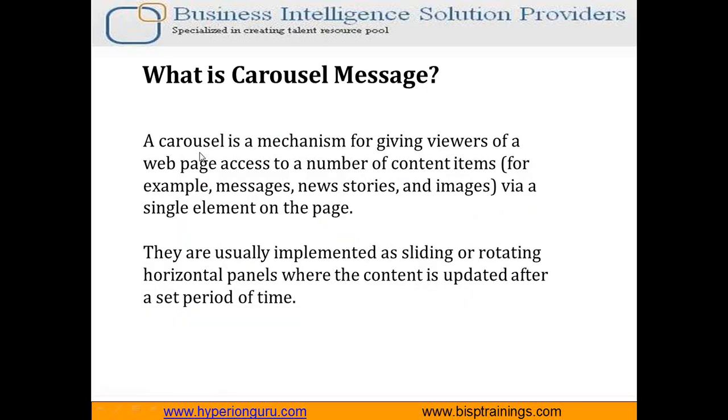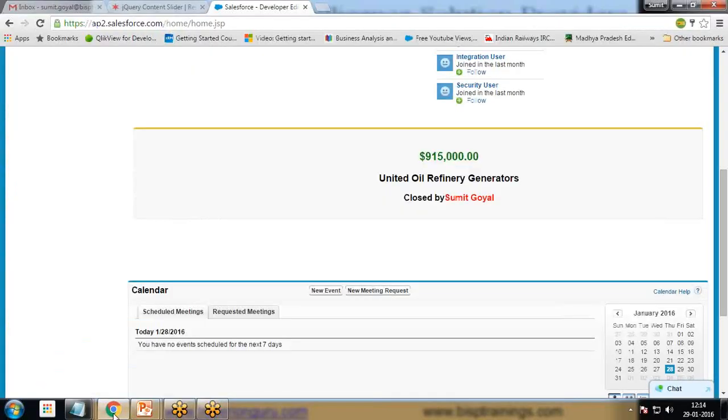A carousel is a mechanism for giving the viewer of a web page access to a number of content items, for example messages, news stories, and images, via a single element on the page. They are usually implemented as a sliding or rotating horizontal panel where the content is updated after a set period of time. So let's take an example here.